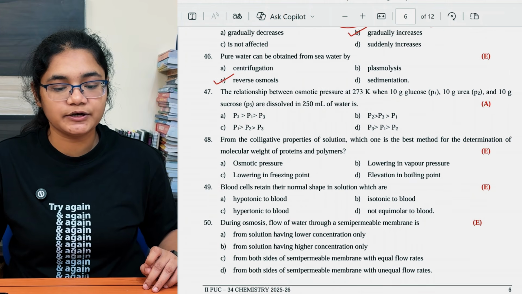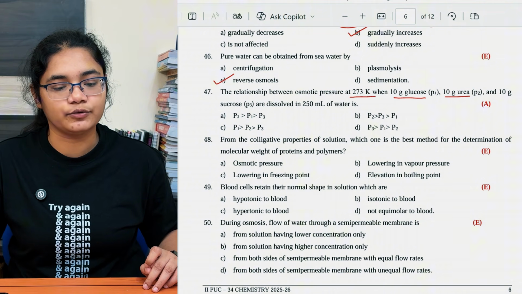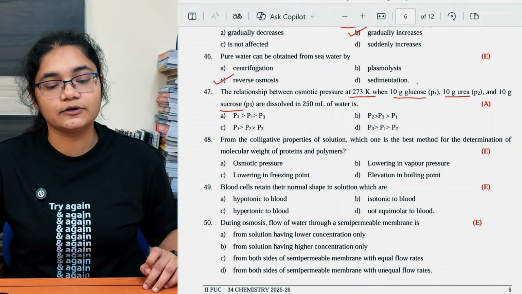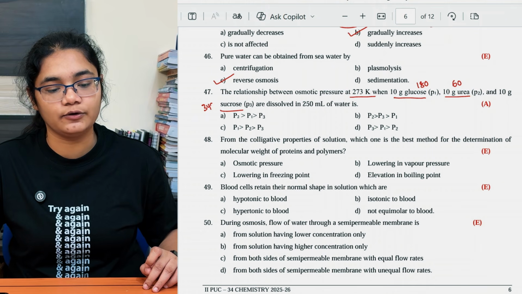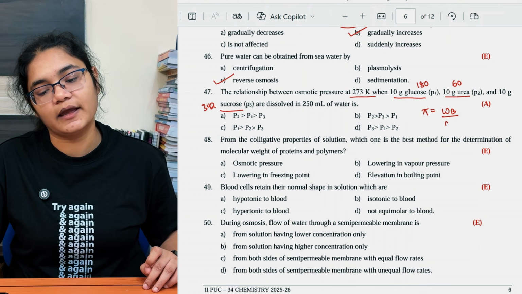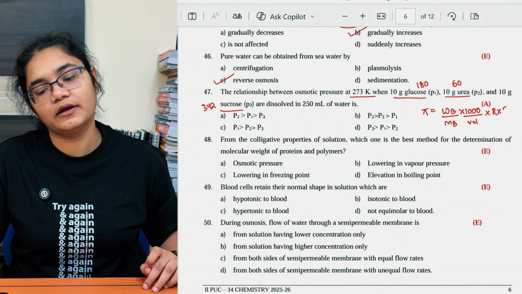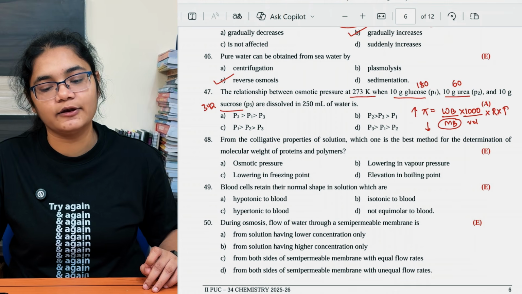Next, the relationship between the osmotic pressure at 273 Kelvin when 10 gram of glucose, 10 gram of urea and 10 gram of sucrose are dissolved in 250 ml of water. Now see, glucose molar mass is 180, urea is 60 and sucrose is 342. Now the formula of π is given mass by molar mass into 1000 by volume into R into T, right? So if the molar mass is less, then the π value is higher.